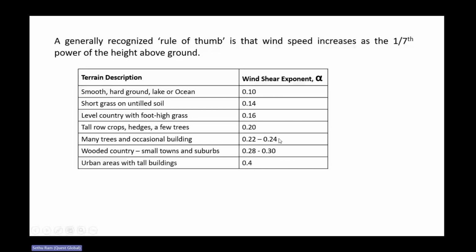If we don't know all these things, then we can choose the generally recognized rule of thumb. The wind speed increases with the 1/7 power of the height above the ground. If we don't want to use all these formulas, then we use this rule of thumb, means 1/7 power of the height above the ground. Like this, we can use this generalized rule of thumb, and we can calculate the wind speed at the required height.